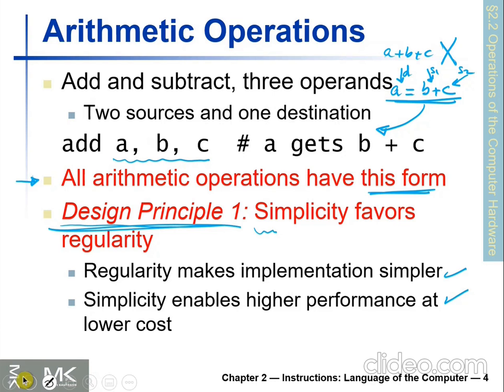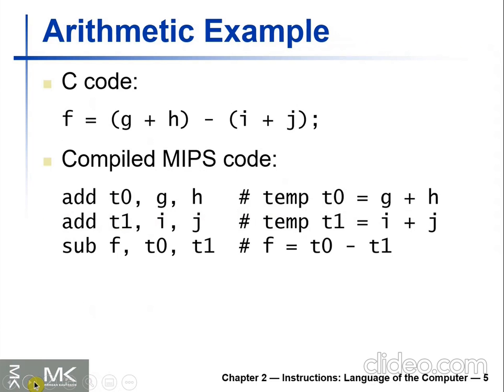Okay, guys? Good. Let's have an example. Let's see, f equals g plus h minus i plus j. So we have here 5 operands.